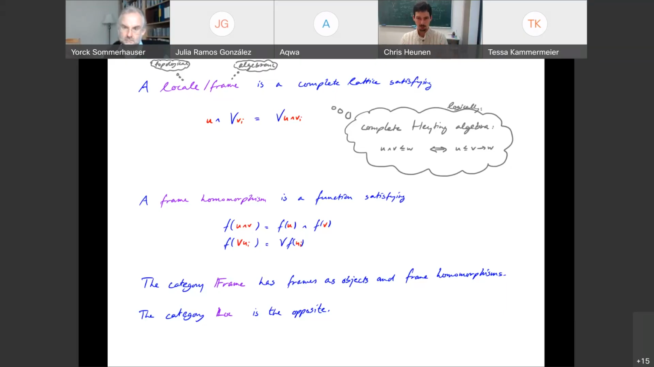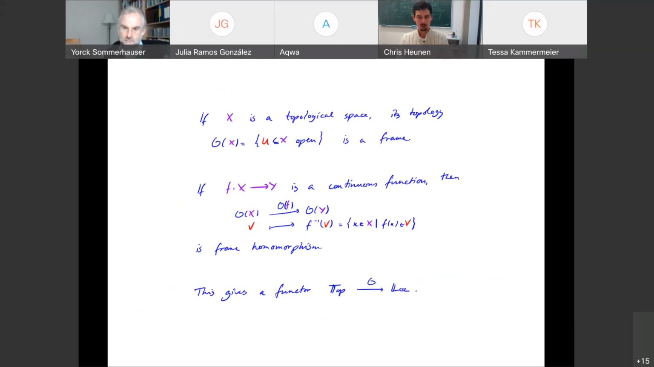Okay, fine, this is a nice definition. Why would we be interested in it? Why does that make sense? And the main reason we're interested in it is this. If you start with a topological space, you can look at its topology, so its set of open subsets.